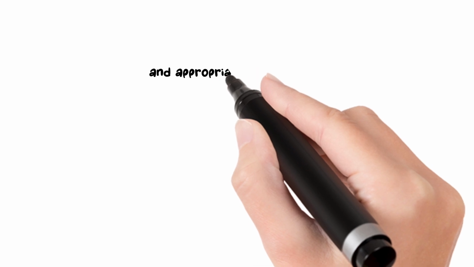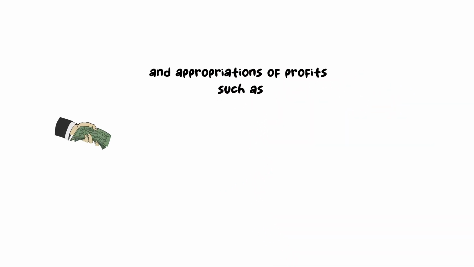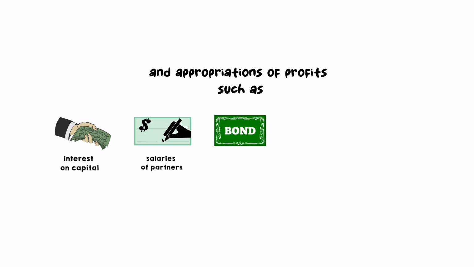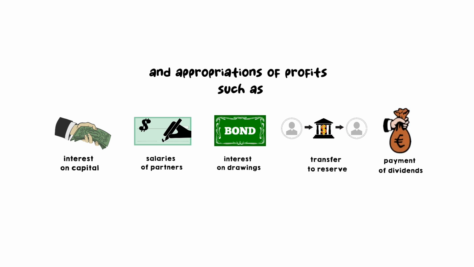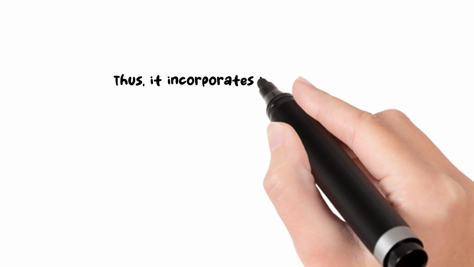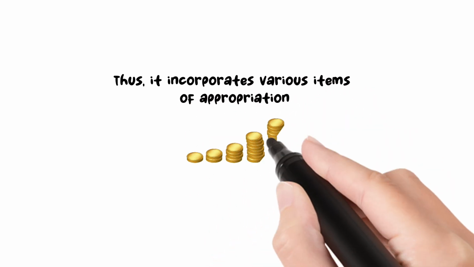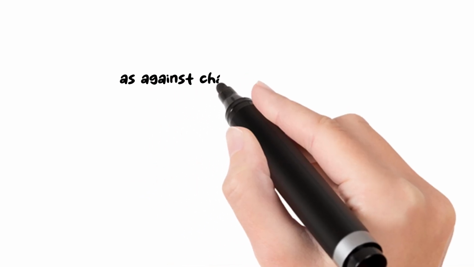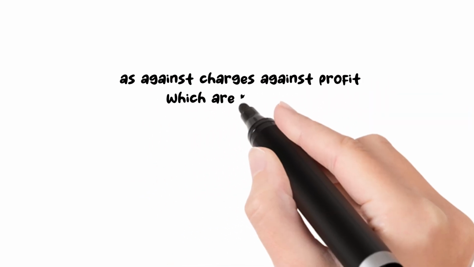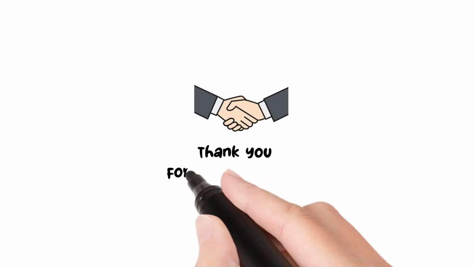And appropriations of profits, such as interest on capital, salaries of partners, interest on drawings, transfer to reserve, payment of dividends, etc. Thus, it incorporates various items of appropriation of profit, as against charges against profit, which are recorded in profit and loss account.